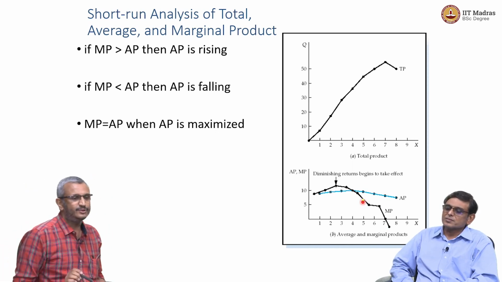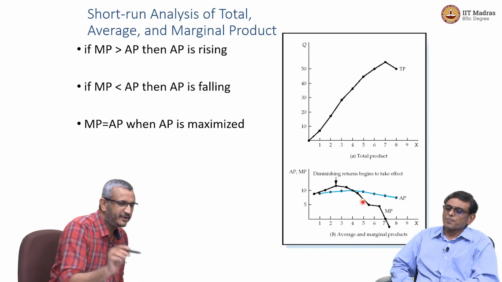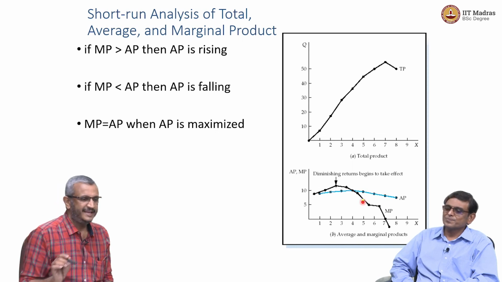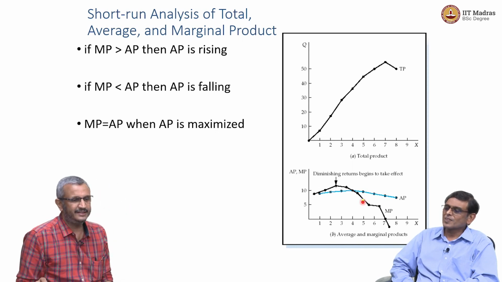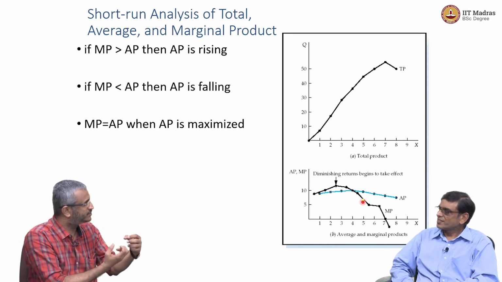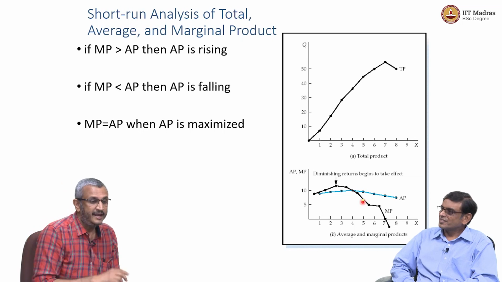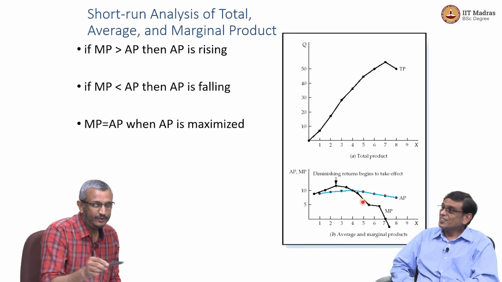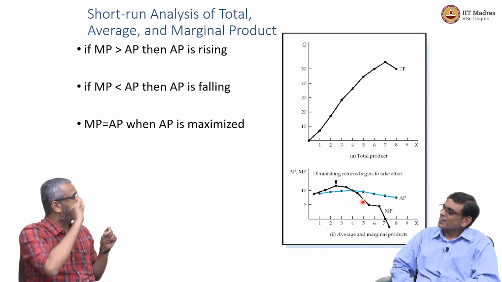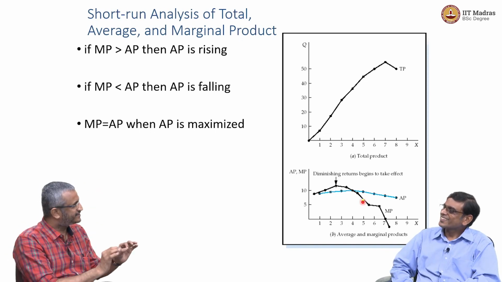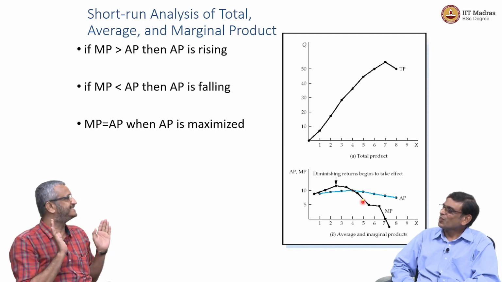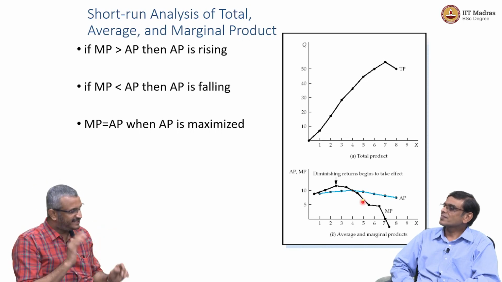Okay. So, if marginal product is greater than average product, then average product is rising. If marginal product is less than average product, then average product is falling, because marginal product is pulled down. Correct. Marginal product pulls down the average product. Correct. Now, if marginal product is equal to average product, then the average product is maximum at that point. Right. So, for a producer then, you have to operate at the point where marginal product is equal to average product. After that, I should not keep hiring.